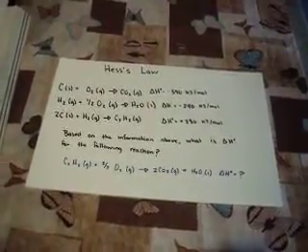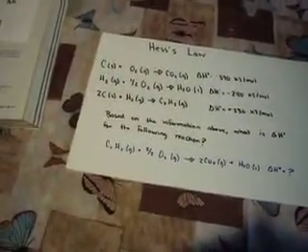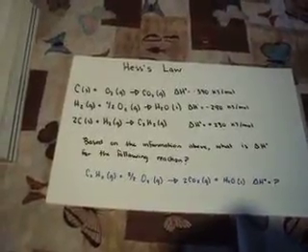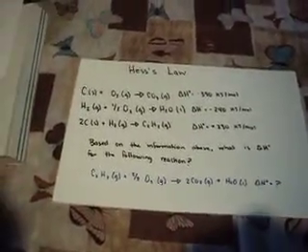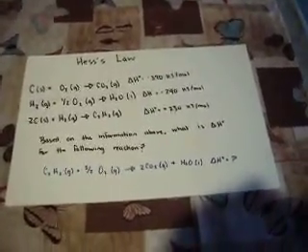Today we're going to be going over Hess's law. Hess's law simply states that if a reaction can be described as a series of steps, then the enthalpy change for the overall reaction is simply the sum of the H values for all the steps. So here we have an example. It may look like a lot, but it's really easy to solve.